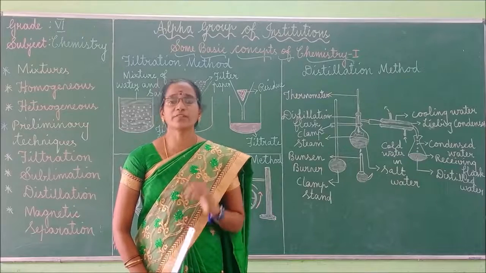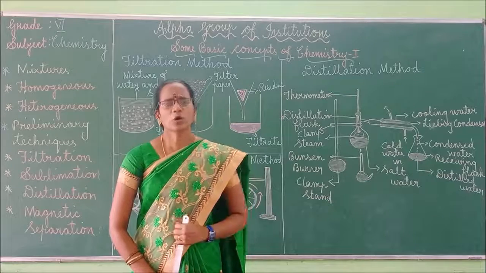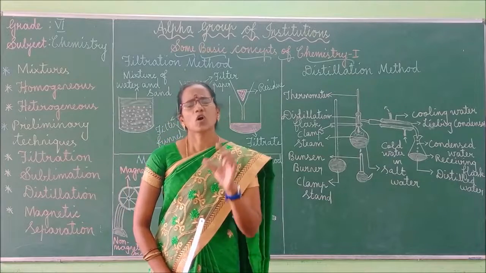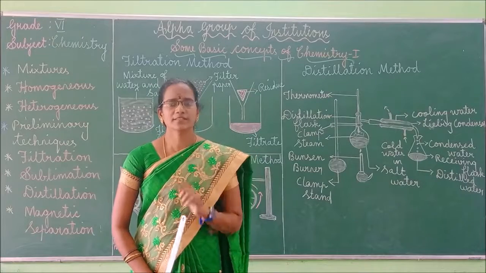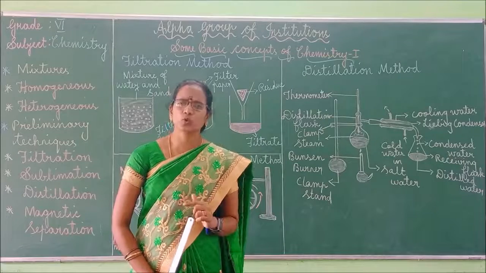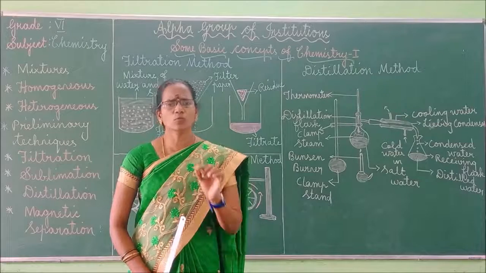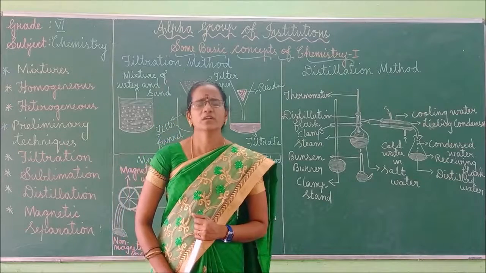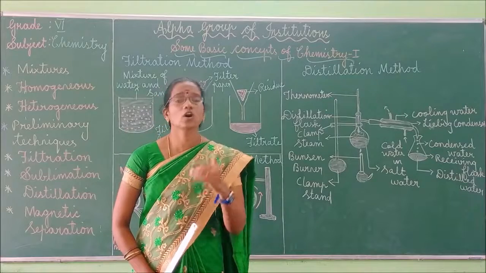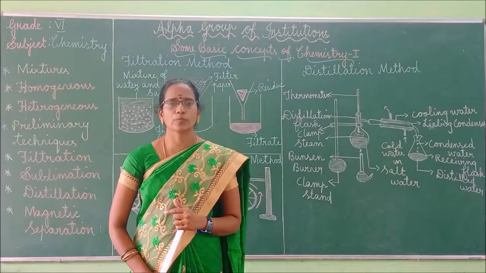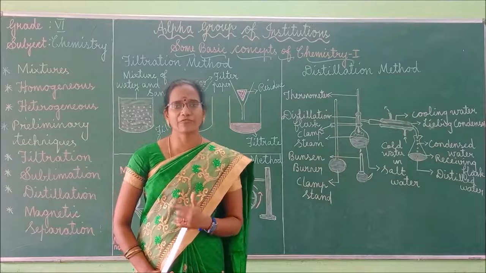What is the difference between homogeneous mixture and heterogeneous mixture? In a homogeneous mixture, all the components mix uniformly. That is, the composition is uniform throughout the mixture. So in the homogeneous solution, we cannot see the components by our naked eye or with the help of a microscope. Why? Because all the components appear as a single phase.